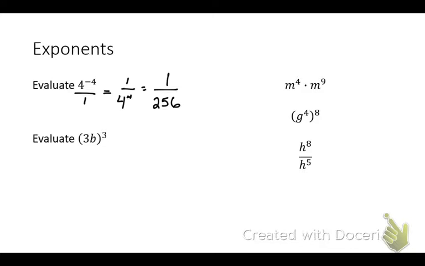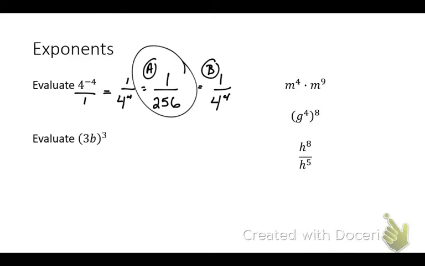So guys, guess what? I'm going to give you 1 over 4 to the 4th power as one of your answer choices. So if this one is answer A, and this one is answer B, will you know to pick A? Because it says to evaluate. When it says to evaluate, you cannot leave your answer a power.